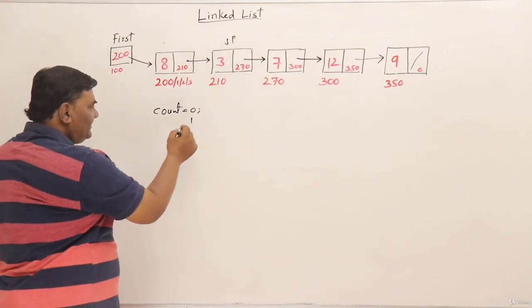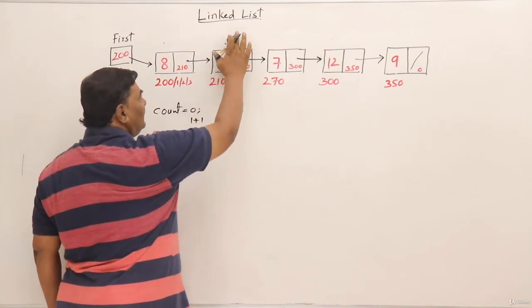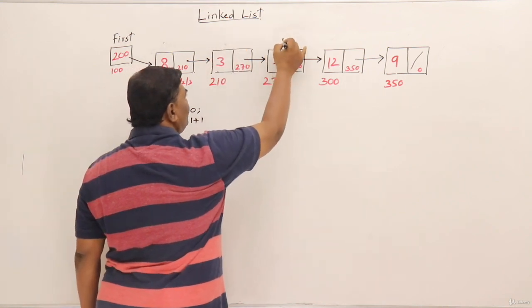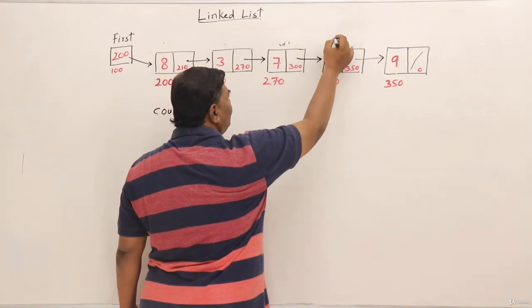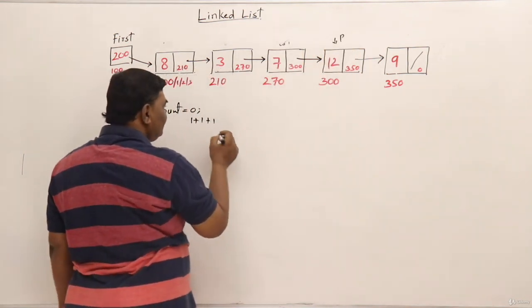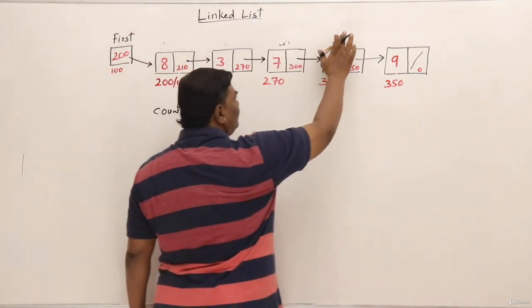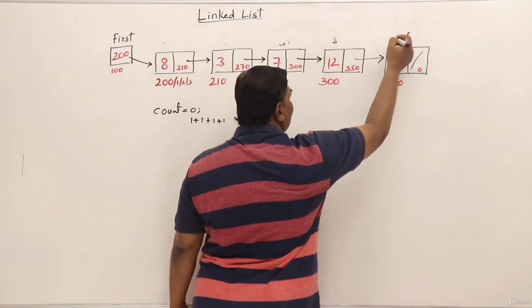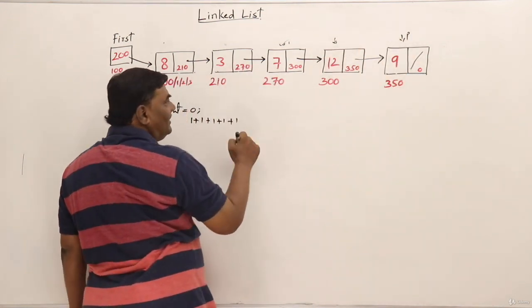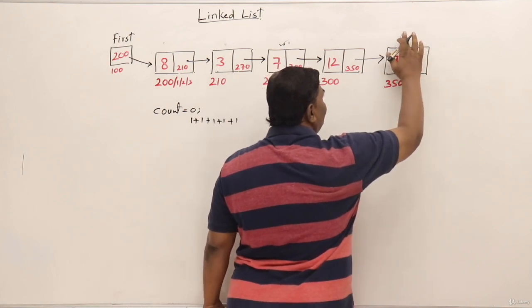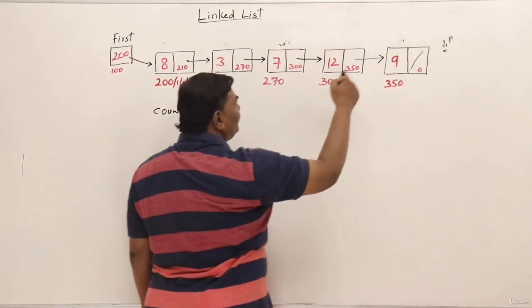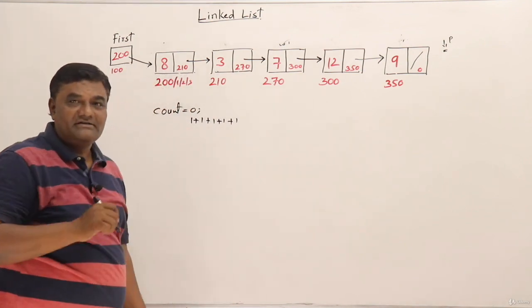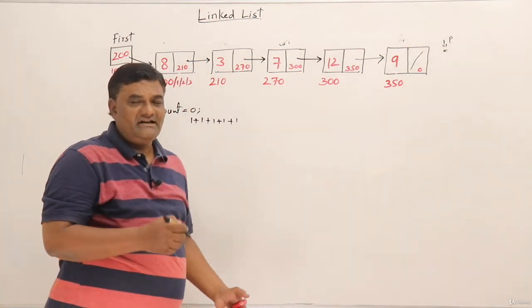Then again do the same thing. Add 1 to count and move p to the next node. Add 1 to count and move p to the next node. Same way, add 1 to count, move p to the next node. Add 1 to count and move p to the next node. So this next node is 0, so it is null. So when p became null, stop. This is how the procedure is, and it is very simple.